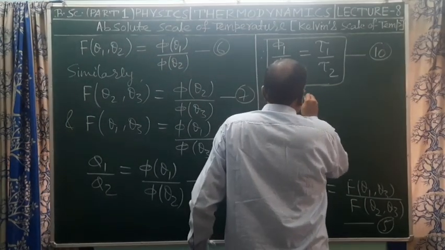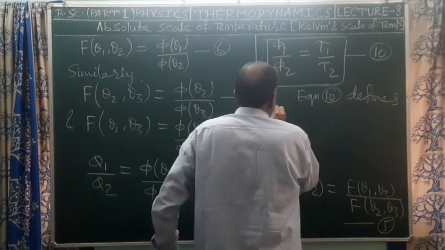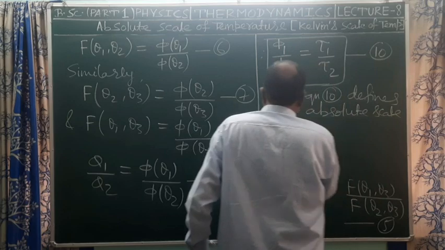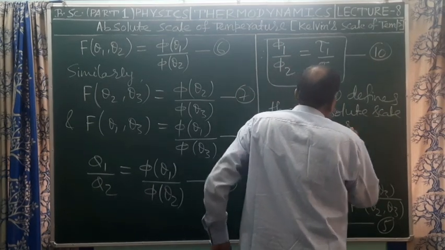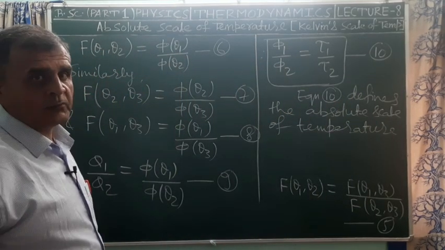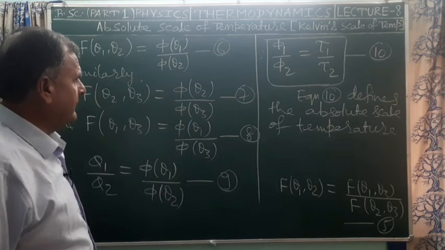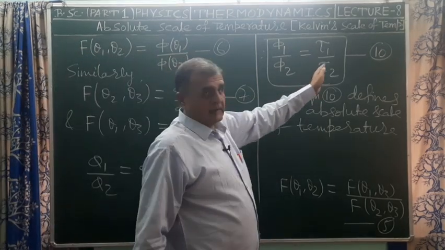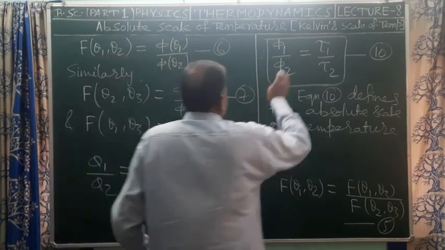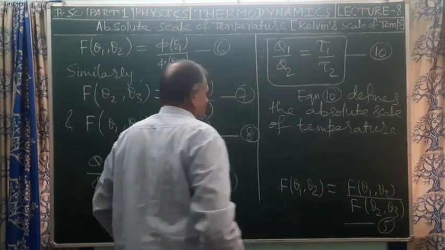Write down equation 10. This equation defines the absolute scale of temperature, where tau 1 and tau 2 are two Kelvin temperatures in the absolute temperature scale, and the ratio of these two temperatures, tau 1 upon tau 2, is equal to the ratio of Q1 upon Q2.